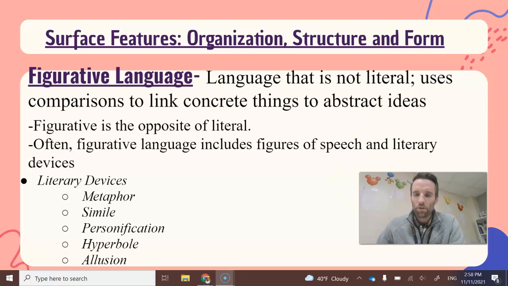All right, so a little bit deeper look into figurative language. Once again, it's not literal. It's the opposite of literal. Literal, you say something and it means exactly what you say. Figurative, it doesn't mean exactly what you say. You're trying to be a little creative with language. So figurative language sometimes is literary devices like this list on this slide: metaphors, similes, personification, hyperbole, allusion, some words that you very well should know at this point, some comparisons and ways to speak not literally, but to get a reader's attention and to try to make a point.